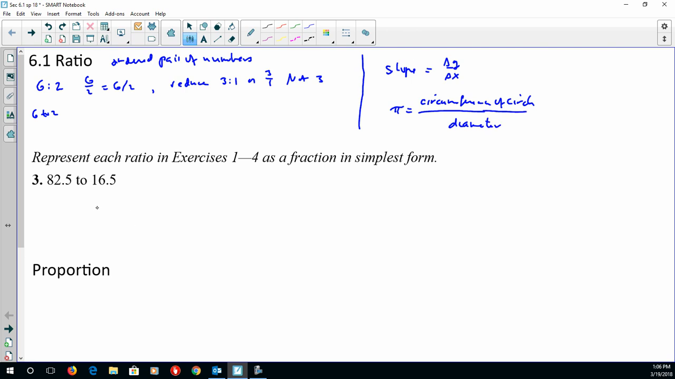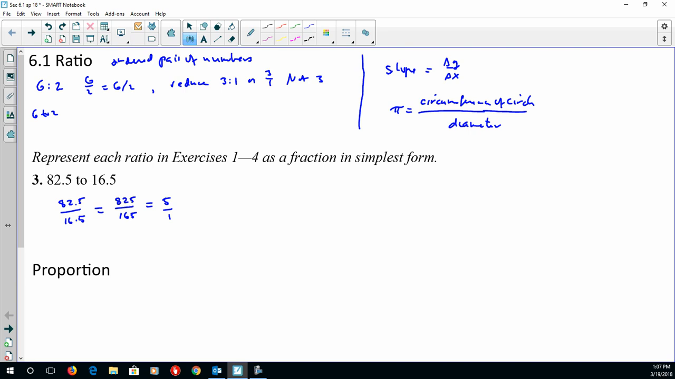okay, so let's do a little cheap example here. Represent this as a fraction in simplest form, 82.5 to 16.5. We'll write it as a fraction. Okay. Now, if I'm reducing a fraction, I don't have my calculator with me. I don't like having decimals in it. This is the same as 825 over 165. And that's a little bit easier to reduce, perhaps, because that's 5 to 1.